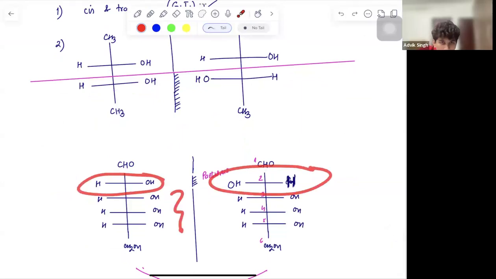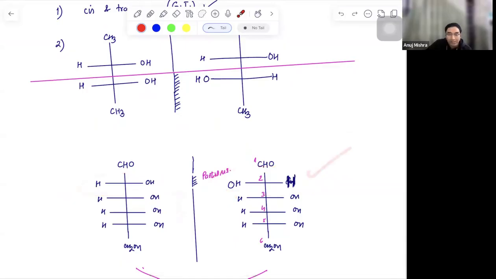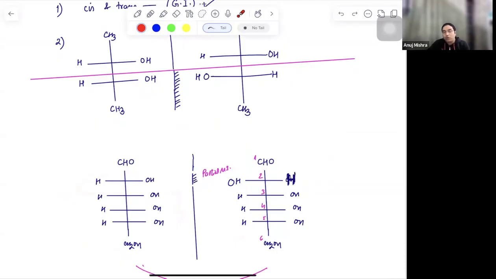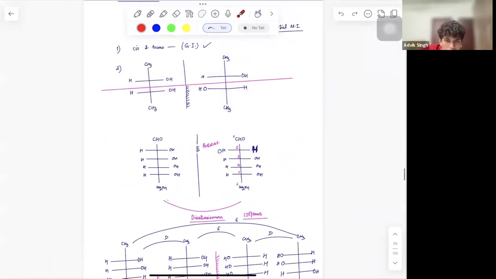So one minute, can you scroll just down? Can you scroll it down? Diastereomers. It can be one of them, two of them, three of them, but not all of them for sure. Okay. So can you scroll it up? Yes.